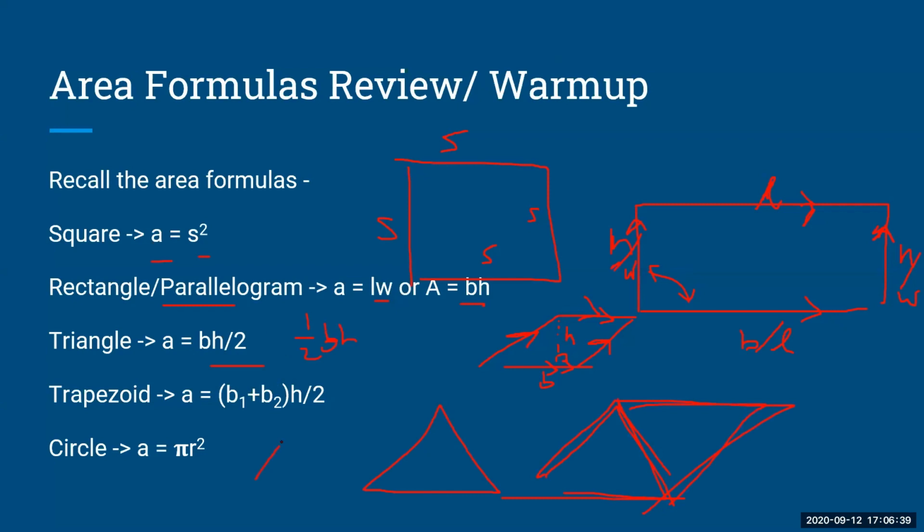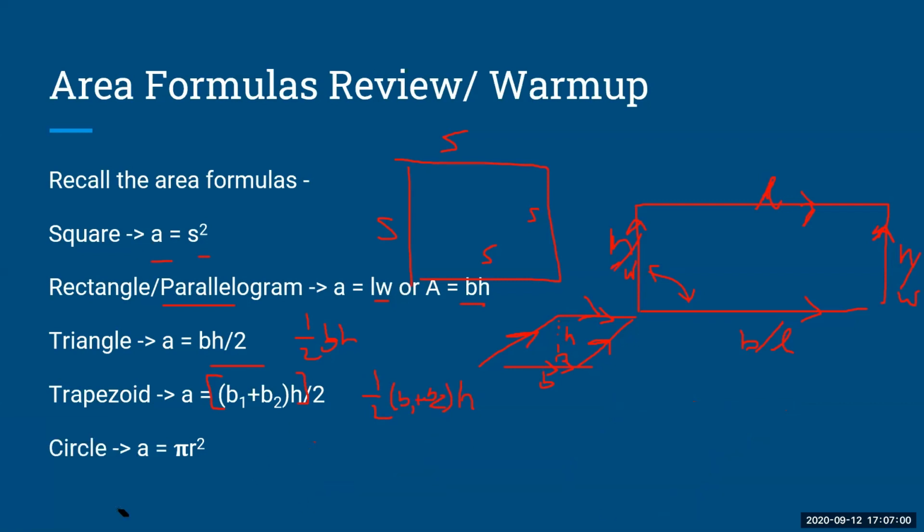Trapezoid. Your trapezoid right here: base 1 plus base 2 times the height, the perpendicular height, all divided by 2. So put this in brackets, or just do 1/2, B1 plus B2, times H is the area. And a circle is pi r squared.